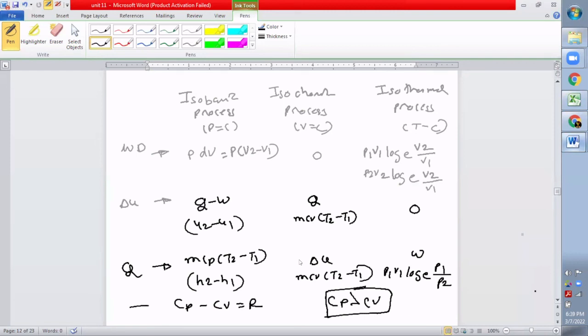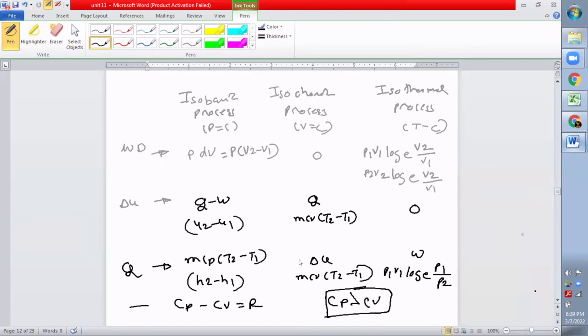Sir, because in Cv work done is 0. In the Cv, work done is not like that. Look here, the basic equation: the value of Cp is equal to R plus Cv. So always to the value of Cv, you are going to add the value of the gas constant. And what is the gas constant? Gas constant R is equal to R naught by M.